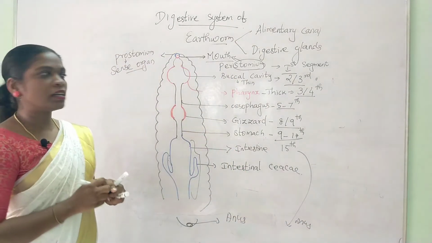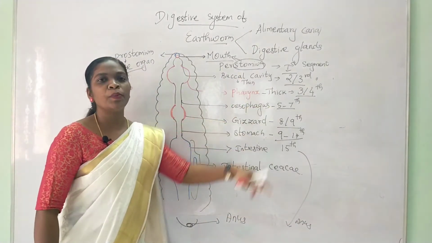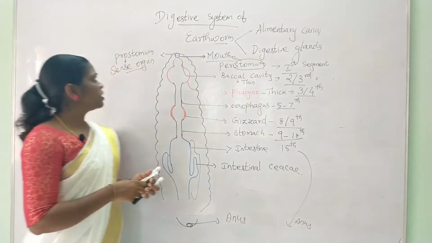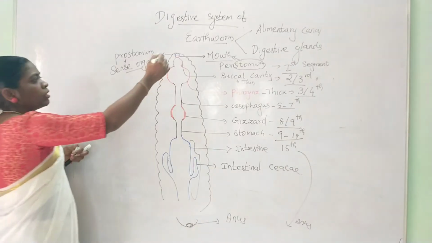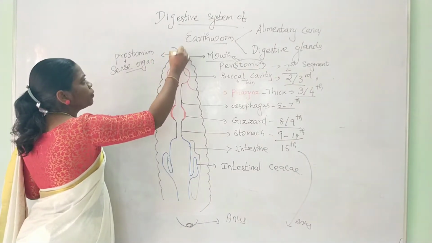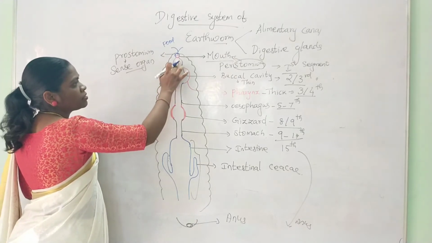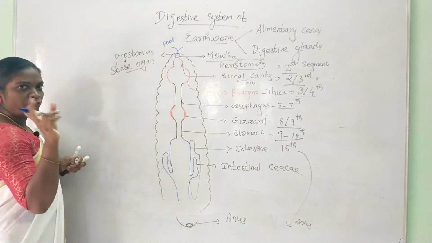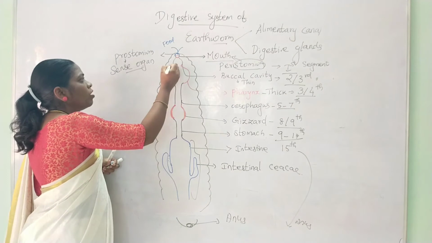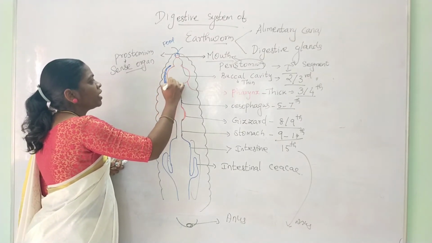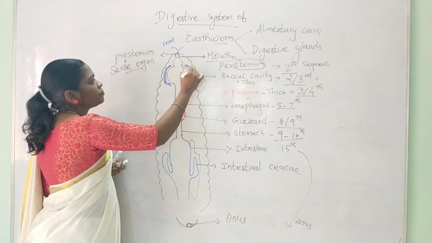Okay, we have seen all the structures and in which segments they are present, but we have to know what their function is in detail. So we'll start from the mouth. The mouth is involved in ingestion of food particles. Food particles enter inside the mouth and go to the buccal cavity. A very important structure here, on the sides of the pharyngeal region, is the pharyngeal glands.